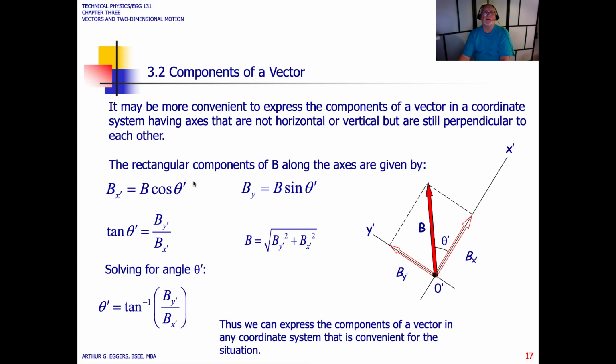So the rectangular components then of B along the axis are given by what we've done here in this rotation. So you notice we have B x prime is equal to B cosine theta prime, and the same thing for B y. That should be B y prime right there. Okay, and the same thing for tangent theta prime. Okay, so all the math remains the same. You just have a rotated amount here that you would have to deal with.